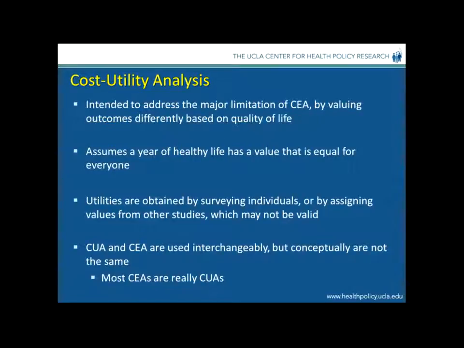And then the question is, where do you get the utilities? Most of the utilities that are out there in the literature and developed by different groups around the globe have been attained by doing surveys. And generally, the surveys are done on a broad representation of the population, not just people with the specific health conditions.